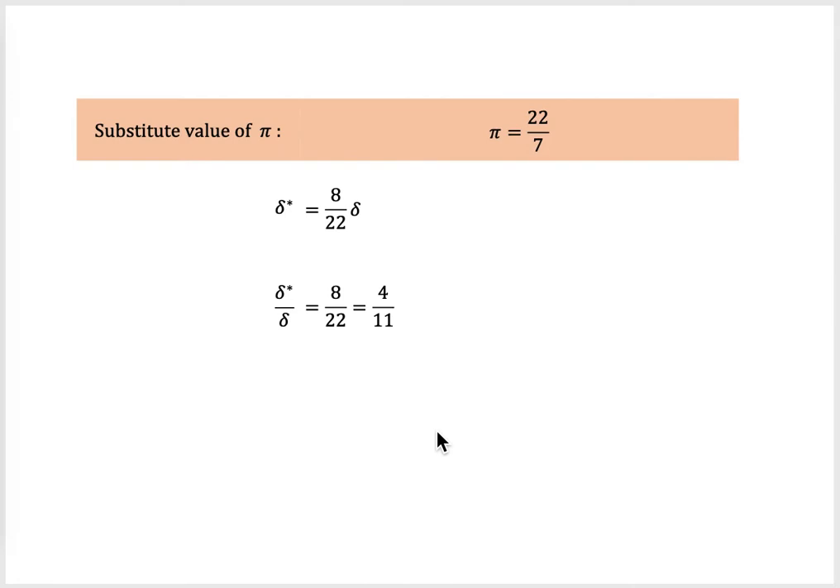What we need to do next is substitute the value of pi equal to 22 over 7, and then we will get delta star equal to 8 over 22 delta. Or sometimes we could write delta star over delta equal to 8 over 22, or 4 over 11.